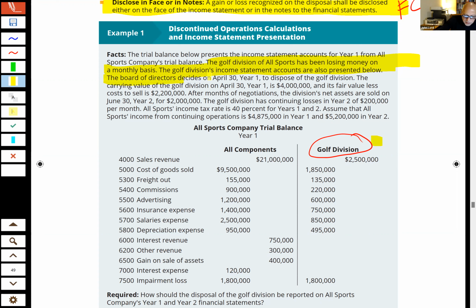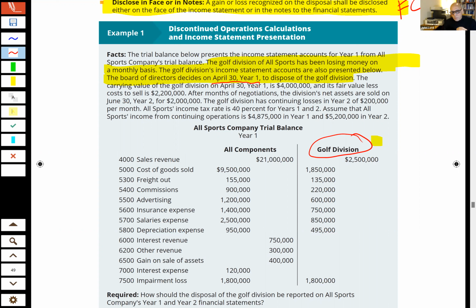The board of directors decides on April 30th, year one, to dispose of the golf division. Now, this is interesting. This is a good way that they wrote up this example, because what the examiners will do is they'll have the decision to dispose of a segment happen after the start of the year, trying to trick you into teasing out what happened before the decision as part of continuing operations, and only what happened after this decision as discontinued operations. No, you're trying to report the entire results of that operation that's going away.